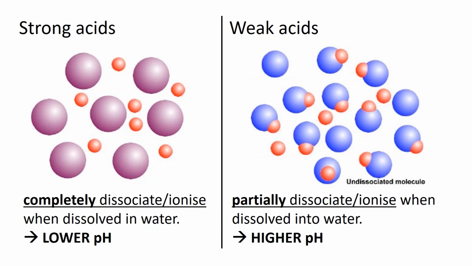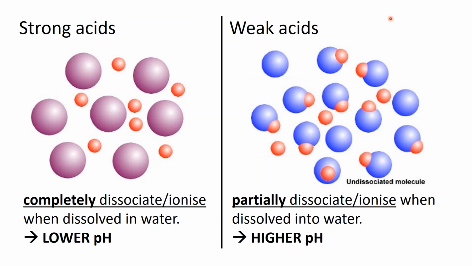Okay, hopefully you've made a note of this already, but this is really just to hammer the point home. Here, in this diagram on the left-hand side, we've got a diagram representing a strong acid. It is completely dissociated. The red particles here are hydrogen ions. The purple particles here are the negative counter ions. So this acid is completely dissociated. That results in a low pH, a much lower pH than a weak acid.